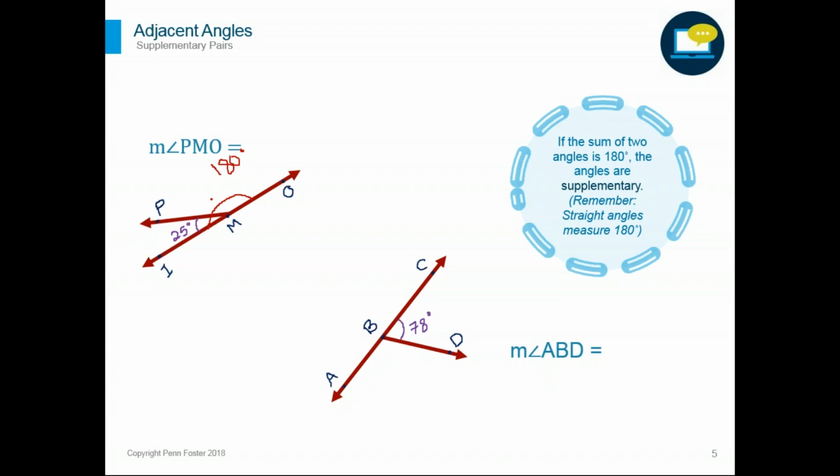So if two angles are adjacent, when you add the measures up, it will end up with 180 degrees. We call them supplementary angles. And the same way as we did with the complementary angles, we are able to use simple subtraction to find the unknown angle. In this example, you have IMO, a straight angle. You have part of it 25 degrees, then the other angle would simply be 180 minus 25 degrees, and that will give you the measure of PMO, which is going to be 155 degrees.